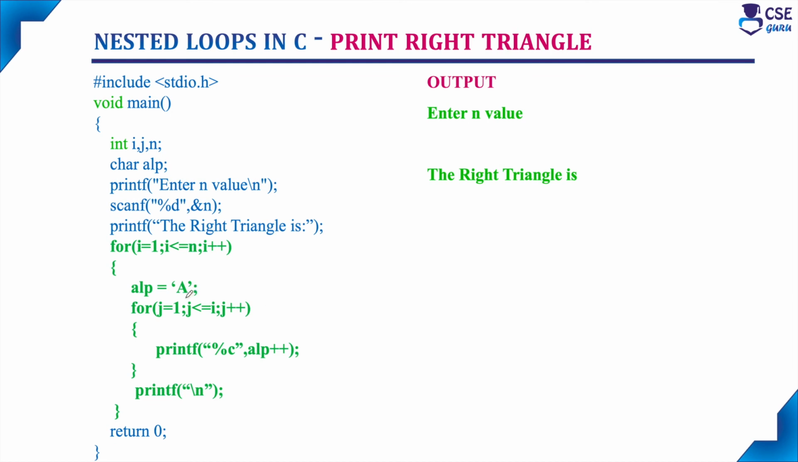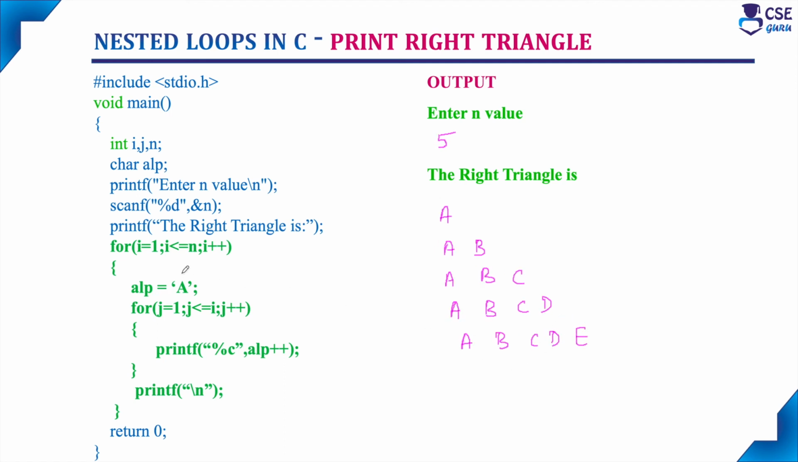Similarly, you can print the alphabets also. For that, we need to make two changes. We need to declare and initialize the alphabet with the letter A, and here we print the alphabet value. After printing, it should get incremented. If n is 5, we will get A, then A, B, then A, B, C, then A, B, C, D, and then A, B, C, D, E. You will get the output like this.